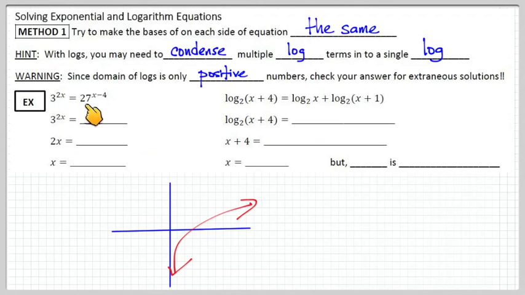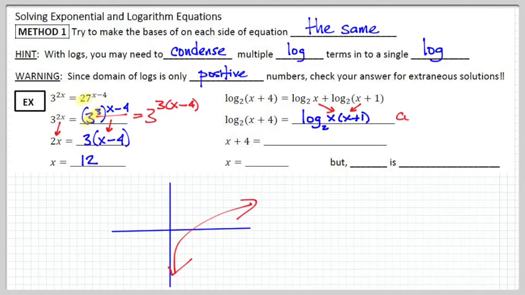I need to turn these into the same base. 27 is 3 to the third. Now we also know that this can be changed into 3 to the 3 times x minus 4, and then we can just set the exponents to be the same as each other, and then we could solve, and x is equal to 12.